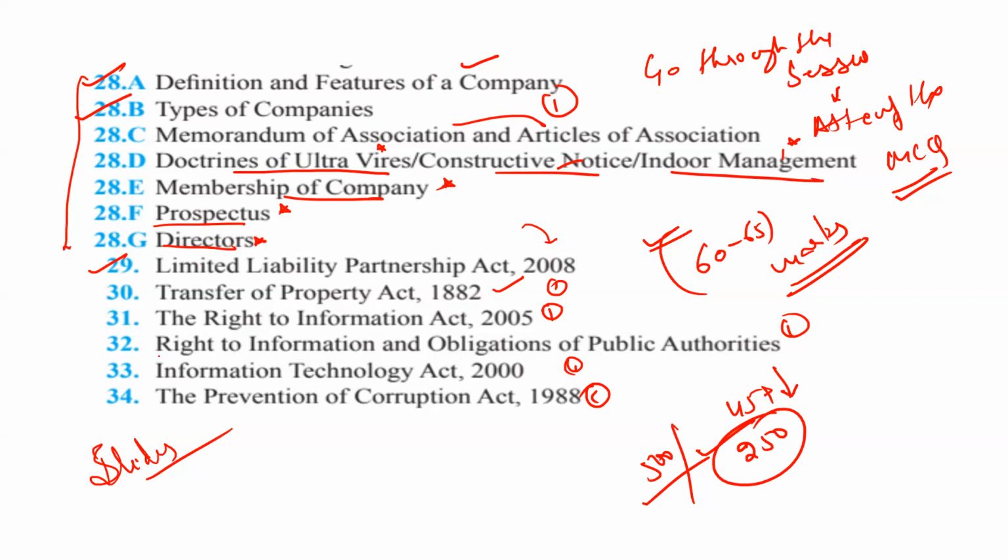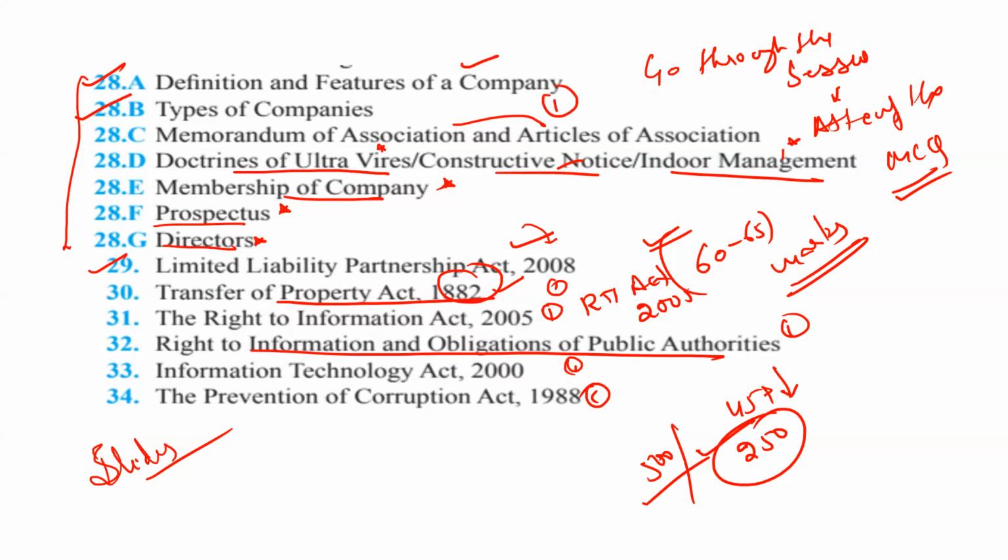After that, next is the Limited Liability Partnership Act 2008 and the Transfer of Property Act 1882. After that, we have the Right to Information Act 2005. Next is the right to information and the obligations of the public authorities.